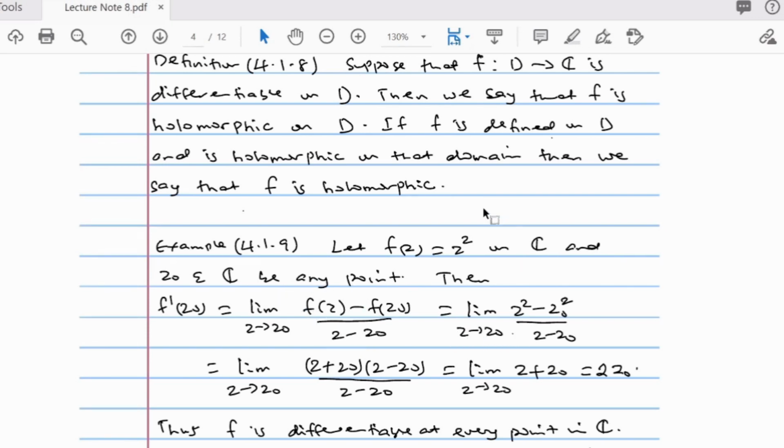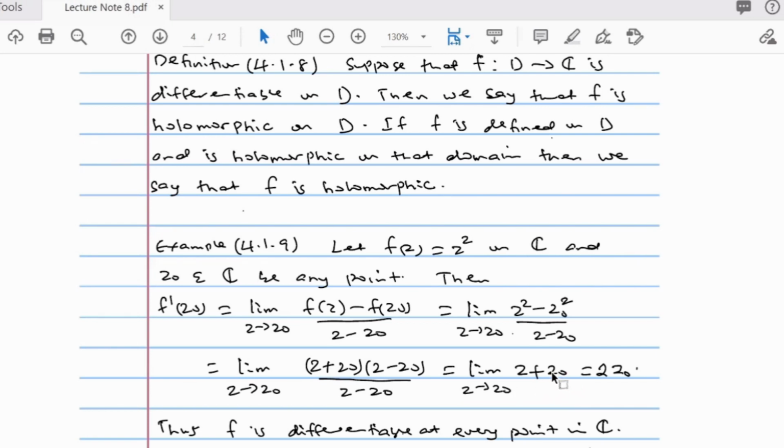What is our f of z? It is z to the power 2. What is f of z0? To get f of z0, replace your z with z0. We have z minus z0 squared... rather, z squared minus z0 squared all over z minus z0. The numerator is just a difference of two squares, which is z minus z0 into z plus z0. So z minus z0 will cancel z minus z0. So we have the limit as z goes to z0 of z plus z0.